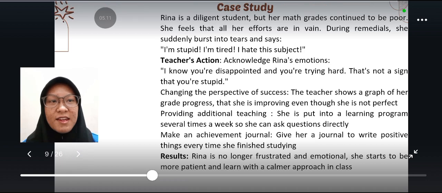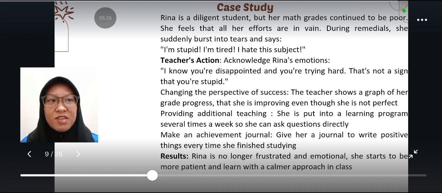Case study. Rina is a diligent student, but her math grades continue to be poor. She feels that all her efforts are in vain. During remedials, she suddenly bursts into tears and says, "I'm stupid, I'm tired, I hate this subject."